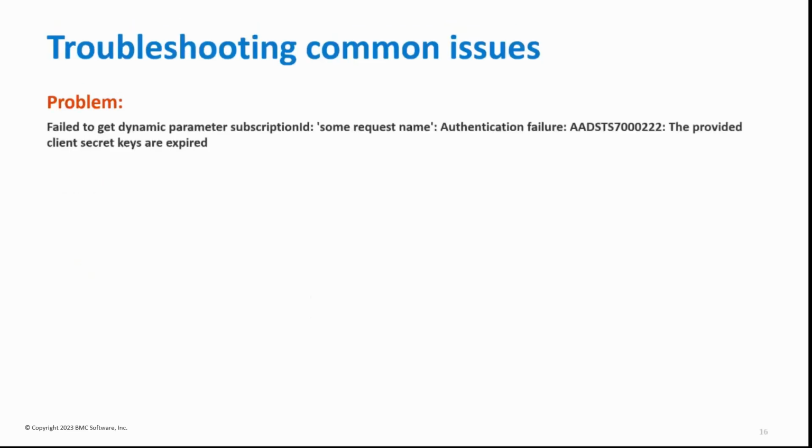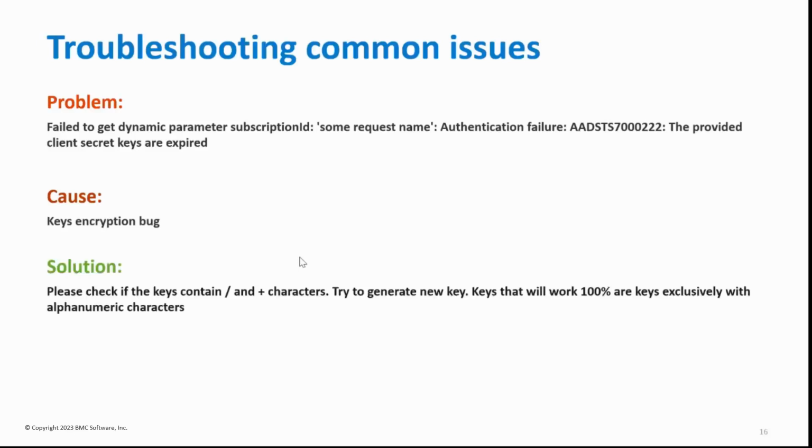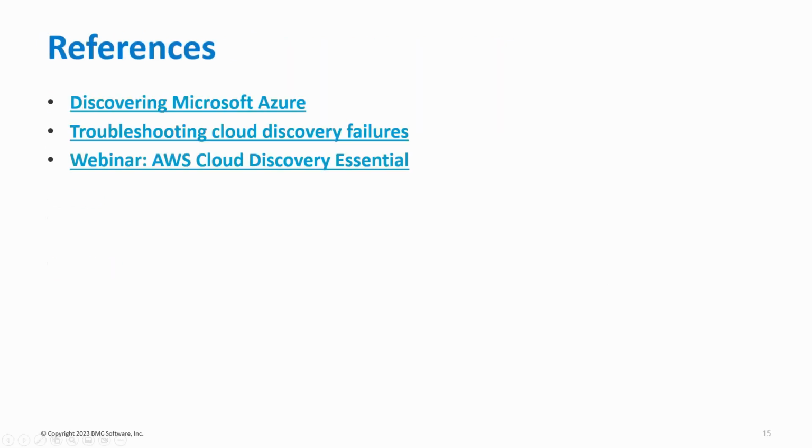The second issue: when running the credential test, you might see an error like "authentication failure, provided client secret keys are expired". This could be because of a key encryption bug. Please check if the keys contain slash and plus characters. To fix this issue, you can also generate a new key with alphanumeric characters.